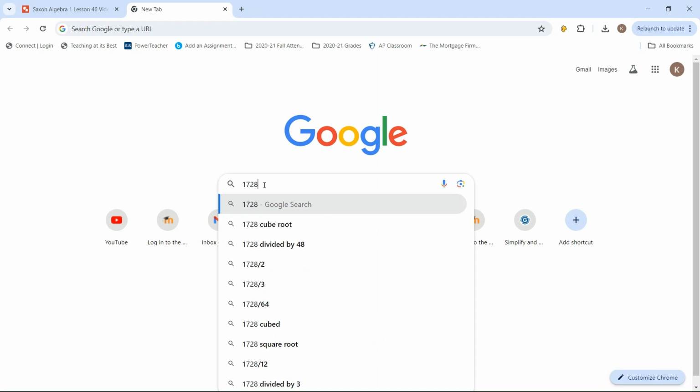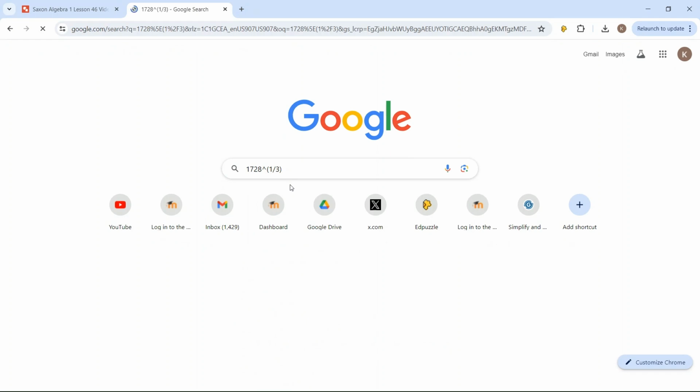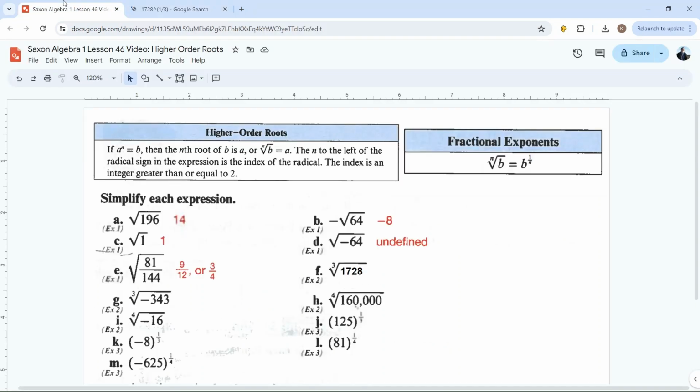Now, how do I type this as a cube root? Well, the easy way is to raise this to the 1/3 power in parentheses. Because remember, the cube root of something is the same as raising to the 1/3 power. So if I do this, I get 12 as my answer. Let's just make sure we did that right. I could do that with any of these higher order roots.